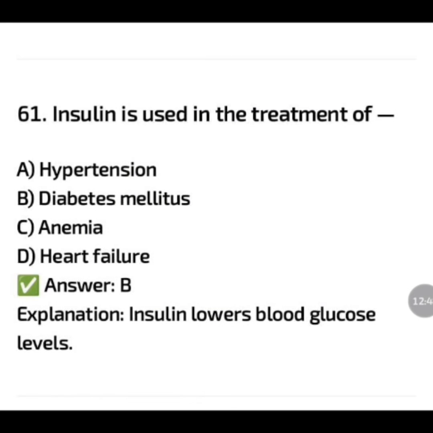Insulin is used in the treatment of: hypertension, diabetes mellitus, anemia, or heart failure? The correct answer is option B, diabetes mellitus. Insulin lowers blood glucose level.